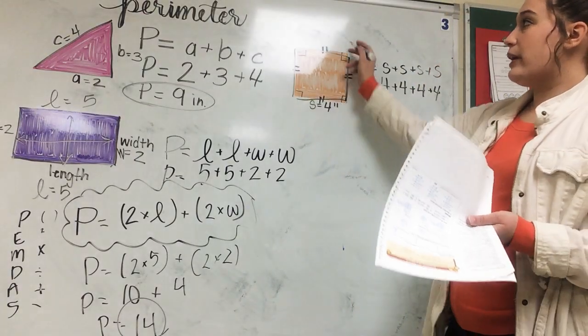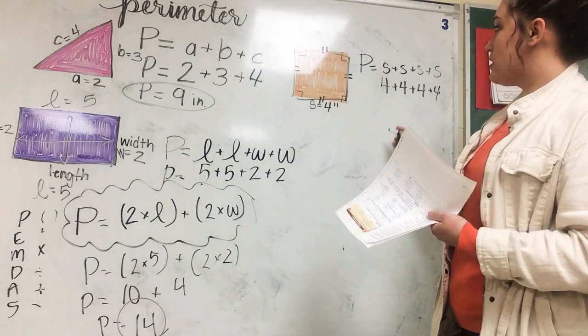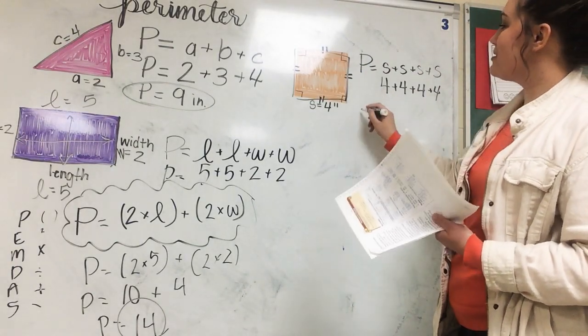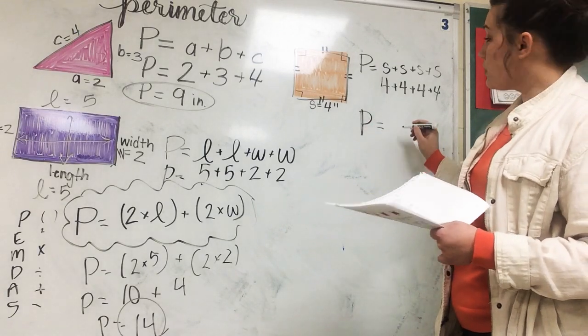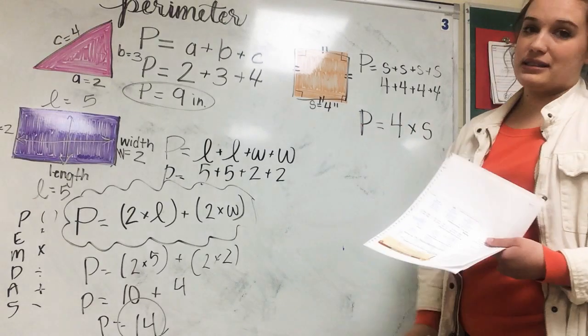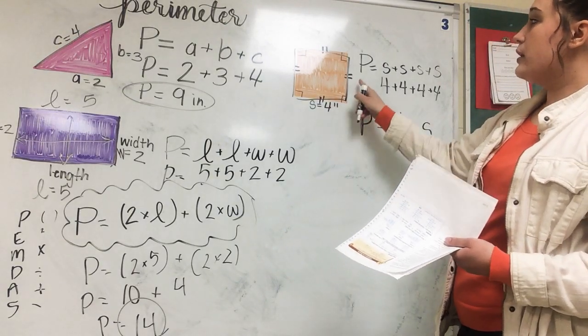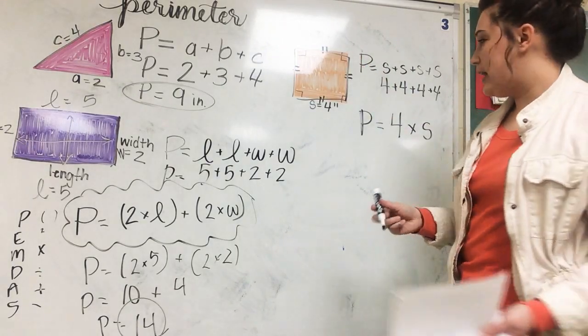So how many sides of a square are there? 4. And they're all the same. So we have 4 numbers that are the same. And we can either add these numbers, or we can just do our perimeter of a square equals 4 times the length of one side. Because again, if this is 4, this is 4, this is 4, this is 4, we're adding them 4 times, or we can just multiply it by 4.